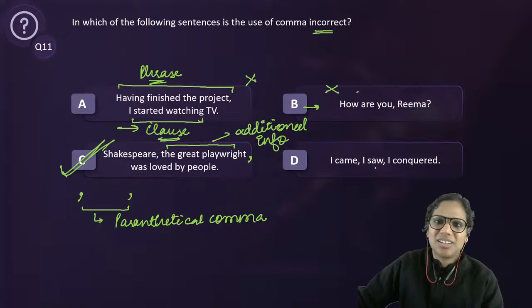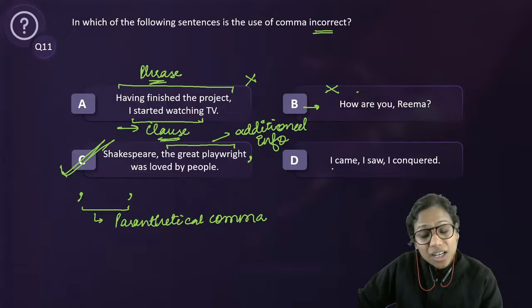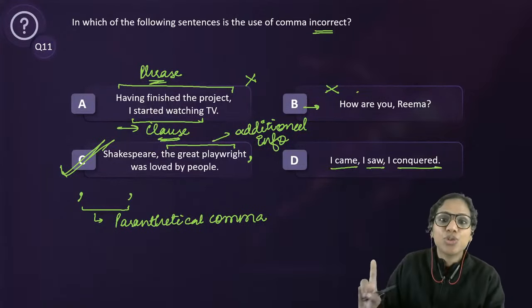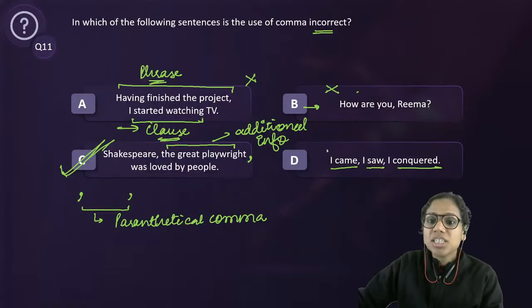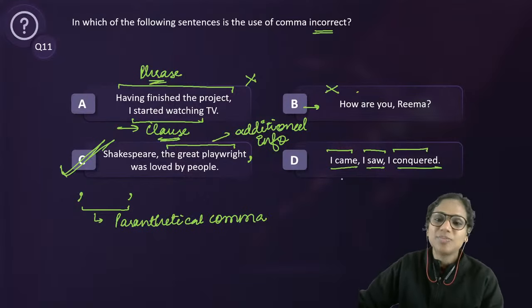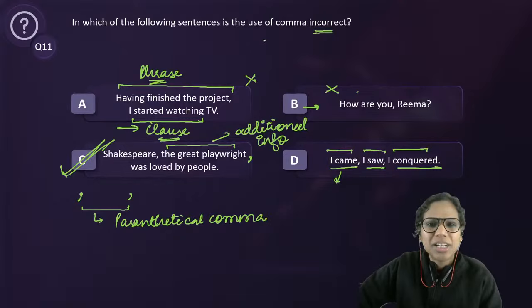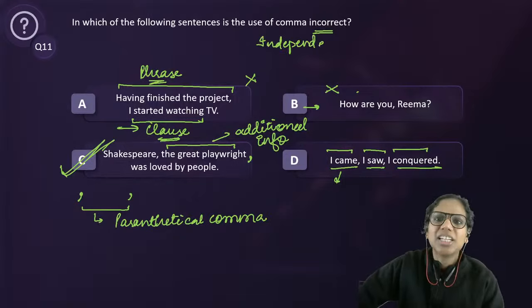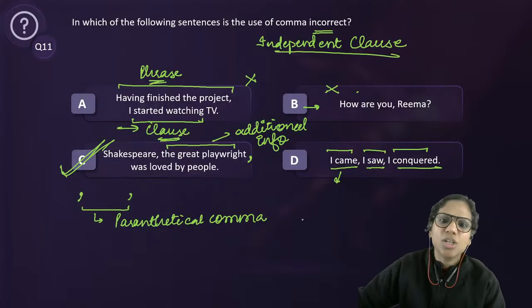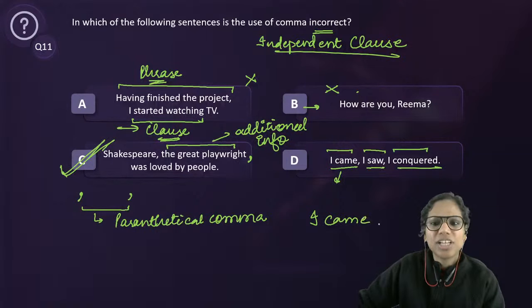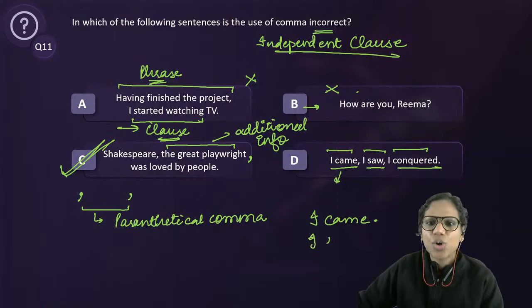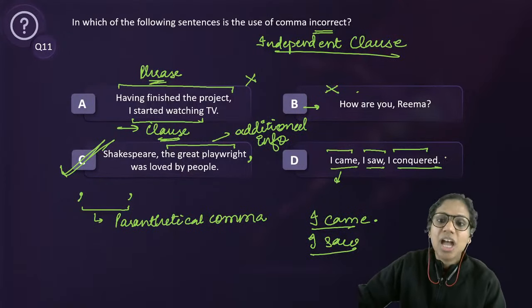This is incorrect. Okay. Now I absolutely empathize with those of you who said D, because some of you actually exhibit deep knowledge of punctuation. These are all independent clauses. What do I mean by independent clause? A sentence, basically an idea that is complete in itself, that can stand on its own two feet. That's an independent clause. So when I say I came, it's a full-fledged sentence, right? I saw, again a sentence. So these are three independent clauses.